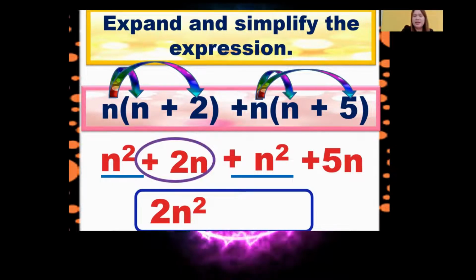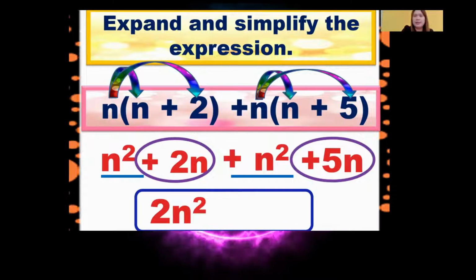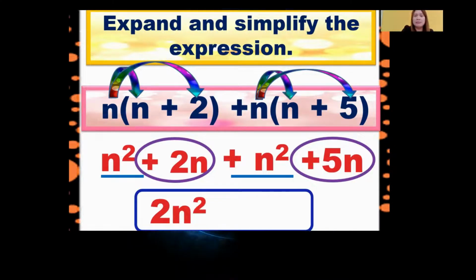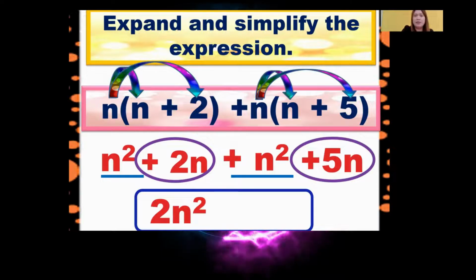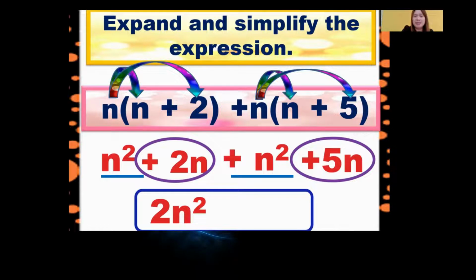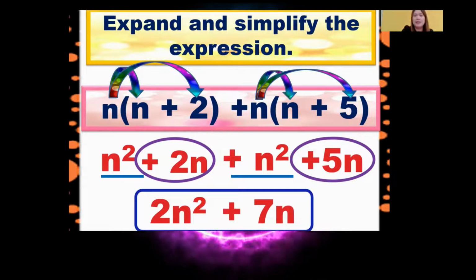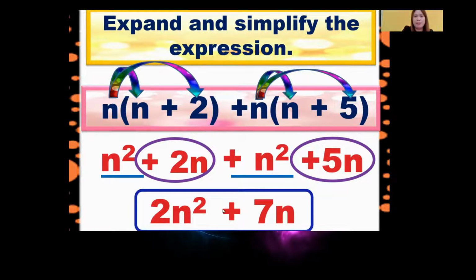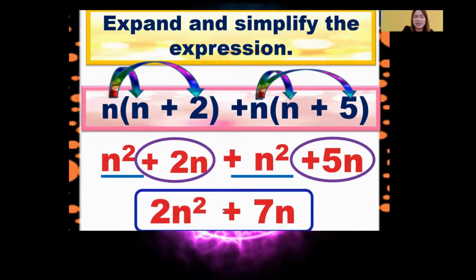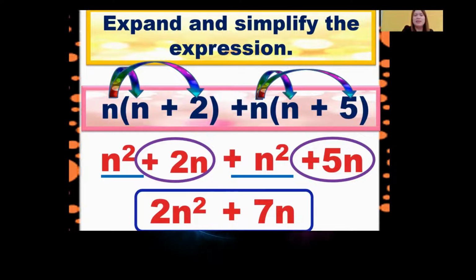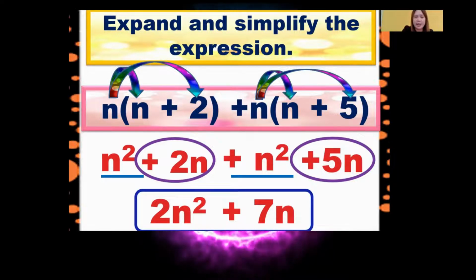Then I have another like terms here, positive 2n and positive 5n. So again, add the numbers in front of them, positive 2 plus 5 gives you positive 7, and the variable stays the same. And take note, please make sure you are writing the sign before the number or before the term to separate the terms in here. So the final answer is 2n squared plus 7n.